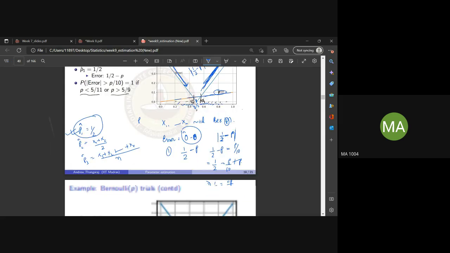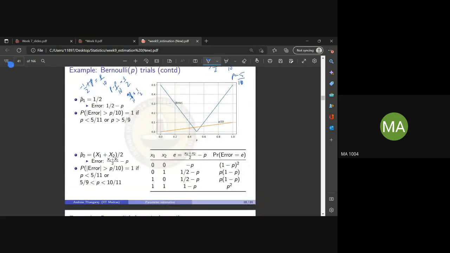Now, similarly, in the case of the second estimator, that is p2 hat, your error comes out to be (x1 + x2)/2 minus p. If you do the same thing, now you have two random variables, both of them IID 0-1. So you can take different cases: 0 0, 0 1, 1 0, 1 1, and these are the errors that you got, and these are the probabilities. Is it clear why the probabilities are this?